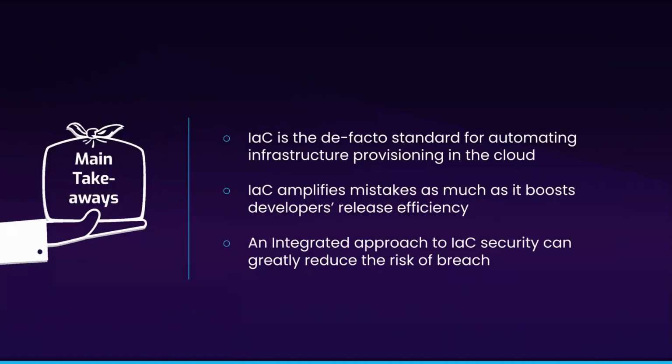With that, I'm going to wrap things up and we'll head into a demo. So, the main takeaways here are that IaC is the de facto standard for automation in terms of infrastructure provisioning in the cloud. It's important to secure because it amplifies small mistakes across your cloud infrastructure. So again, this one-to-many relationship means that one small mistake can turn into a big attack surface.